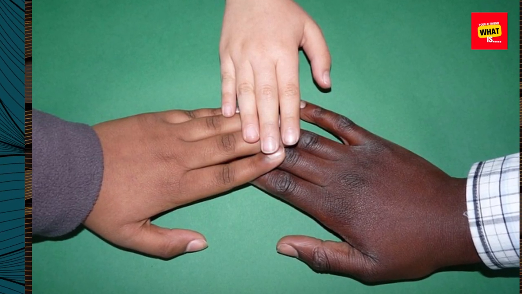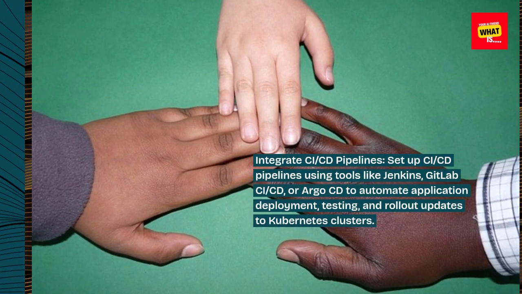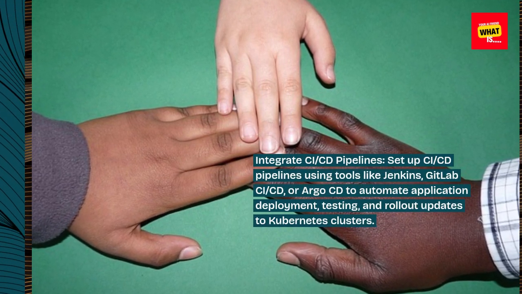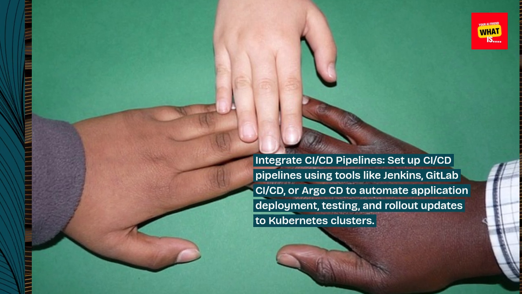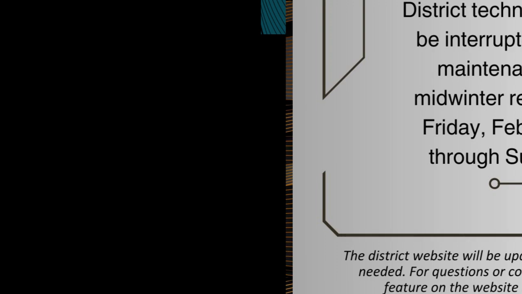9. Implement continuous integration, continuous deployment, CI/CD. Integrate CI/CD pipelines: set up CI/CD pipelines using tools like Jenkins, GitLab CI/CD, or Argo CD to automate application deployment, testing, and rollout updates to Kubernetes clusters.